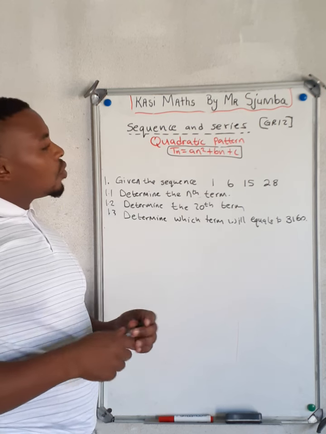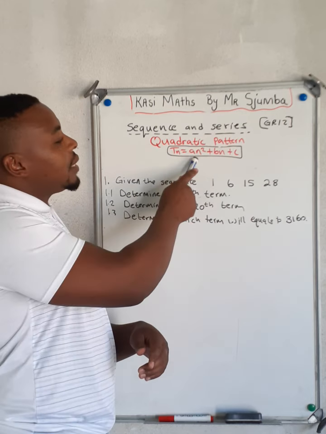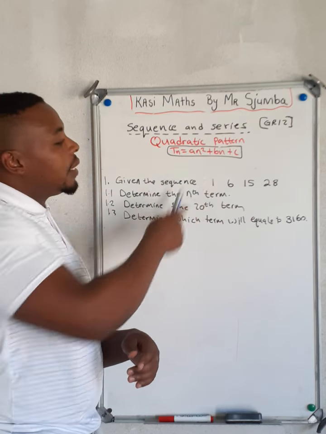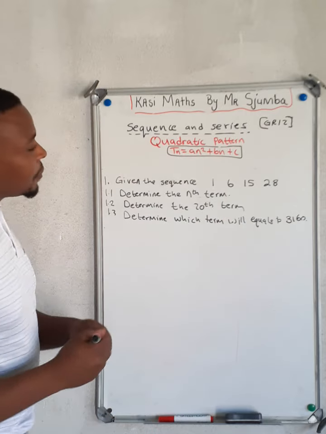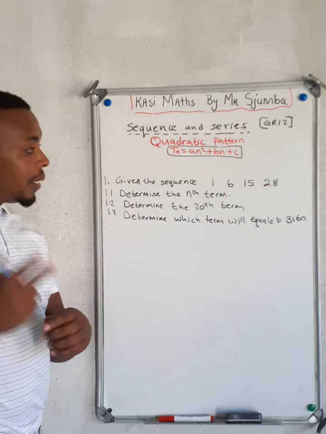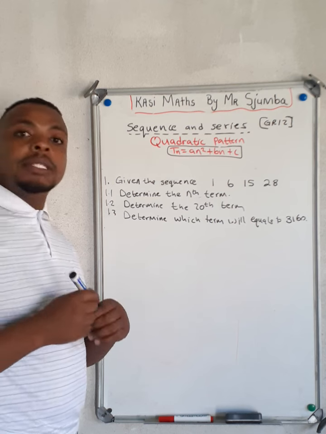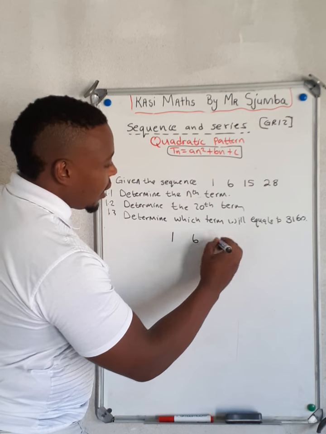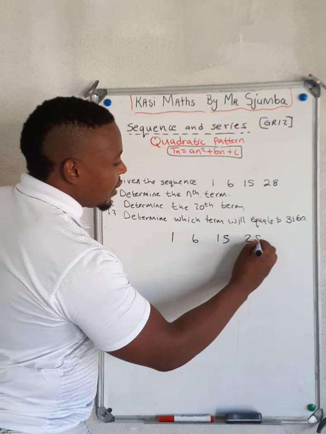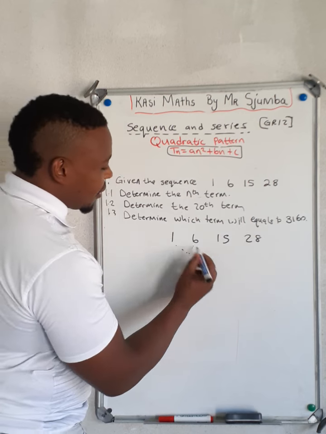So the general term for quadratic is an squared plus bn plus c. Alright, quadratic has a common second difference, meaning the second difference is the same. Let's check the differences here.